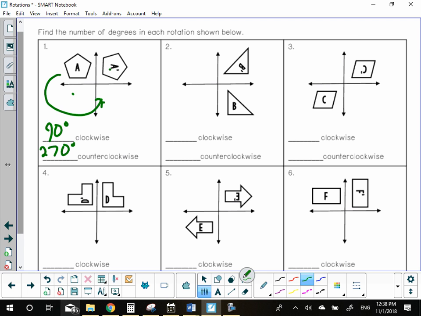Okay, how about B? How far are we moving that one? 90 degrees in which direction? Counterclockwise. I go from B to B prime, so it's going to be 90 degrees counterclockwise. Which is how far clockwise? 270.